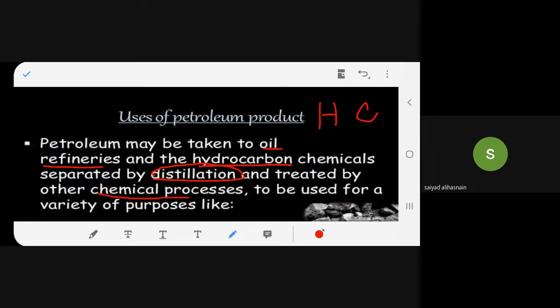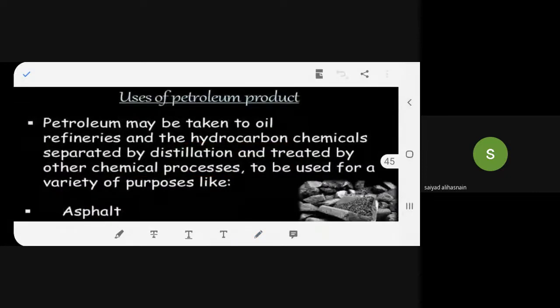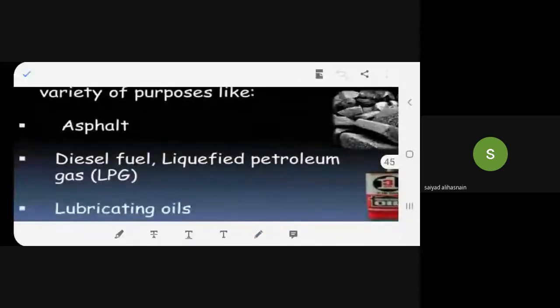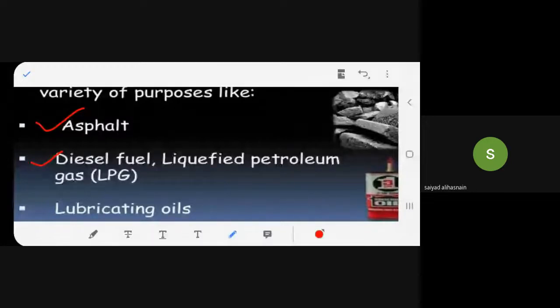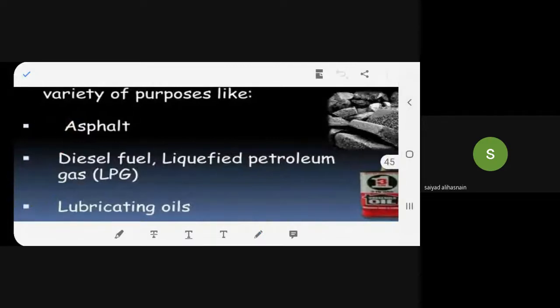And again they are treated, how? By chemical processes, so that we can use them later. What are those? First is asphalt, the hydrocarbon that we got. Second is diesel fuel, and LPG, that means liquefied petroleum gas, and the other one is lubricating oils. Is it understandable? So these are the things that we get from petroleum products.